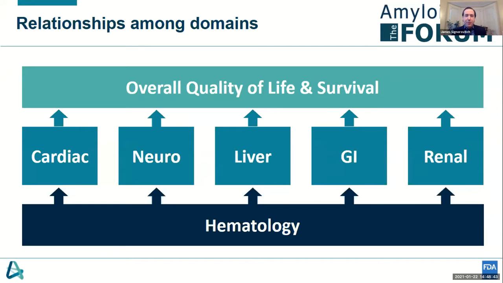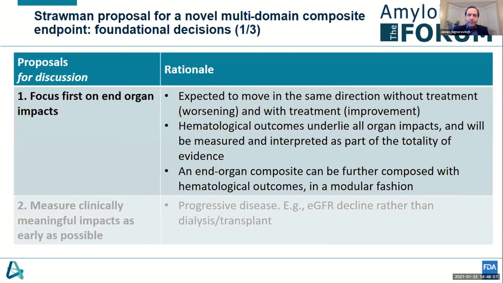This figure on the screen is obviously oversimplified, but key points are that hematology is really underlying everything here. And then each of these organ systems are having impacts on overall quality of life. So with that, here are the foundational enabling decisions.